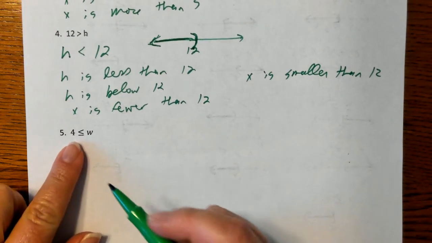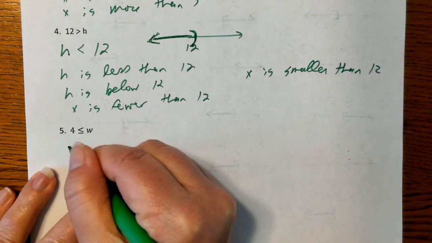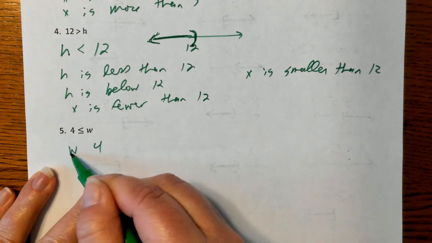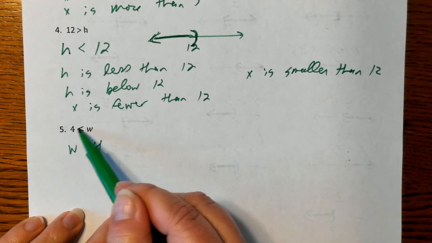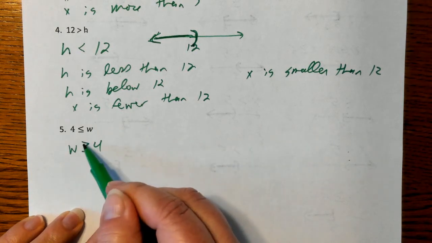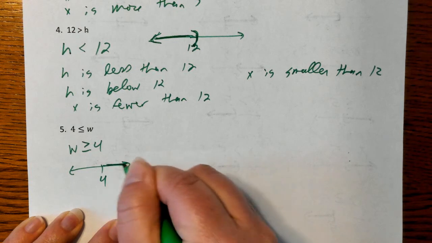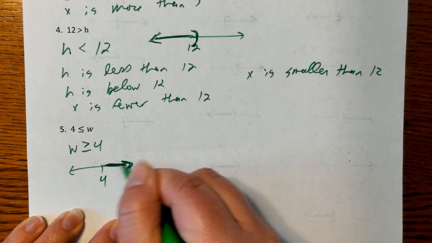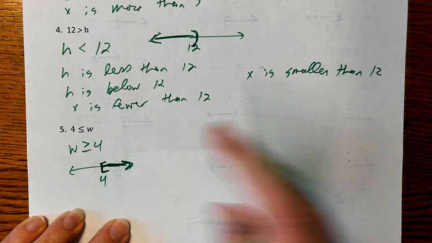And then here's another one where they kind of wrote it backwards. They put the number on the left and the variable on the right. If you would rather switch it, so w is on the left and 4 is on the right, we got to think about which one's bigger. So this, it's opening to the w, so that means w is the bigger one. So you could say w is greater than or equal to 4. We're shading to the right here. W is larger than 4, and we would put a squared off bracket because it's got the equal to.